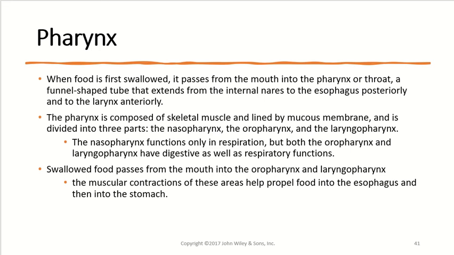This is part 2 of the digestive system lecture, looking at the various parts of the digestive system. Today we're starting with the pharynx.